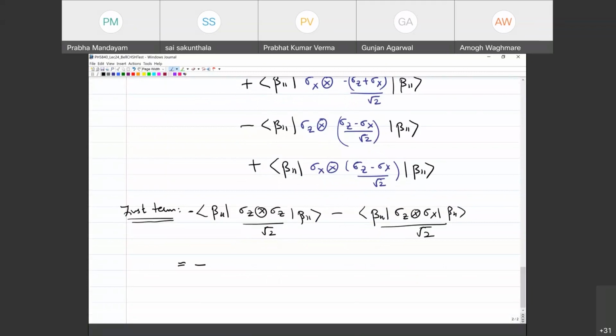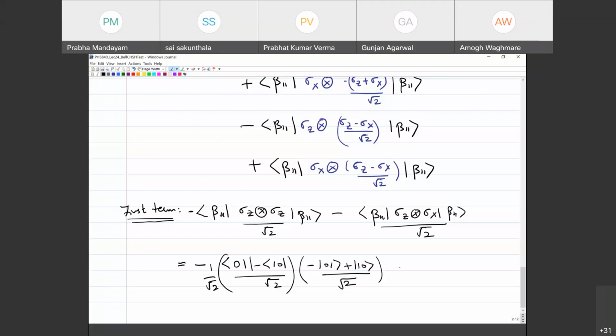So has anybody done that already? So this is now 0,1 minus 1,0 by root 2. That's what is on the left. And then I have ZZ acting on 0,1 minus 1,0. Remember that Z does nothing to 0 and flips the sign of 1, right? So what I get on the right is minus 0,1 plus 1,0 by root 2, but then there is an overall 1 over root 2 as well. Keep that in mind.